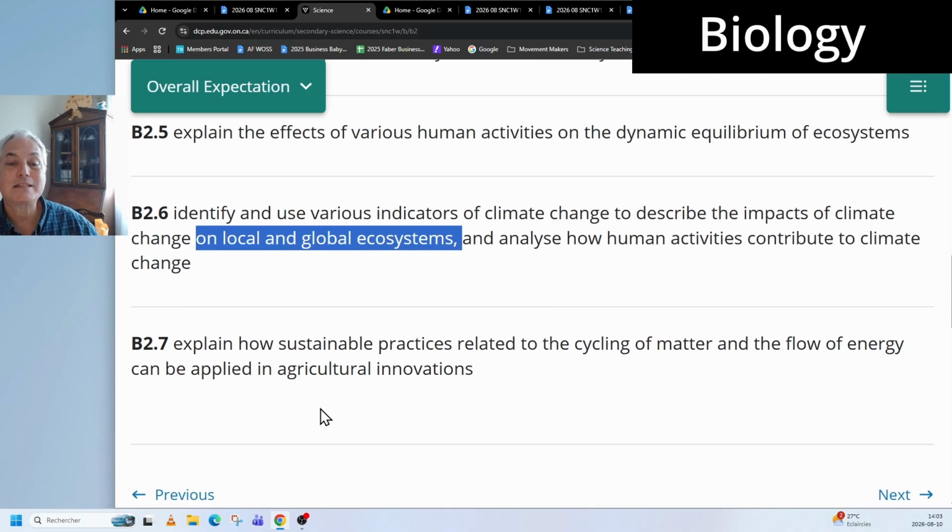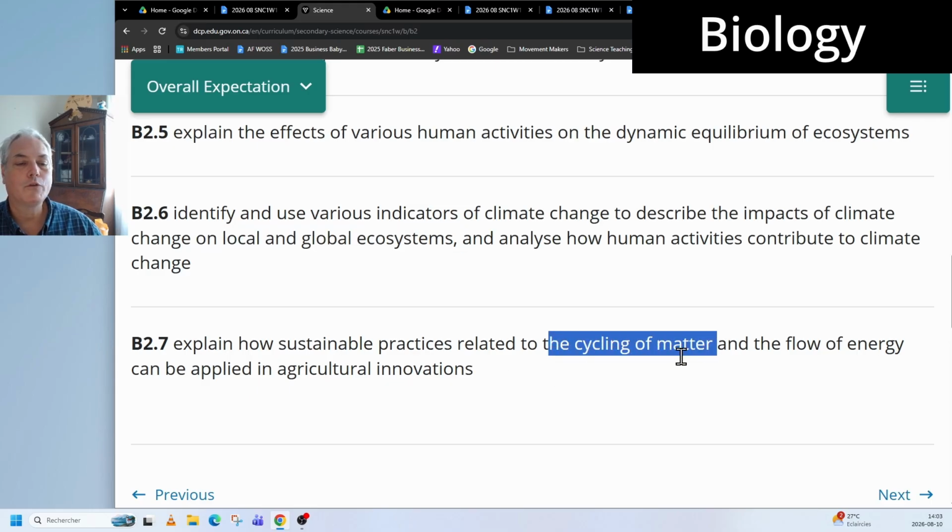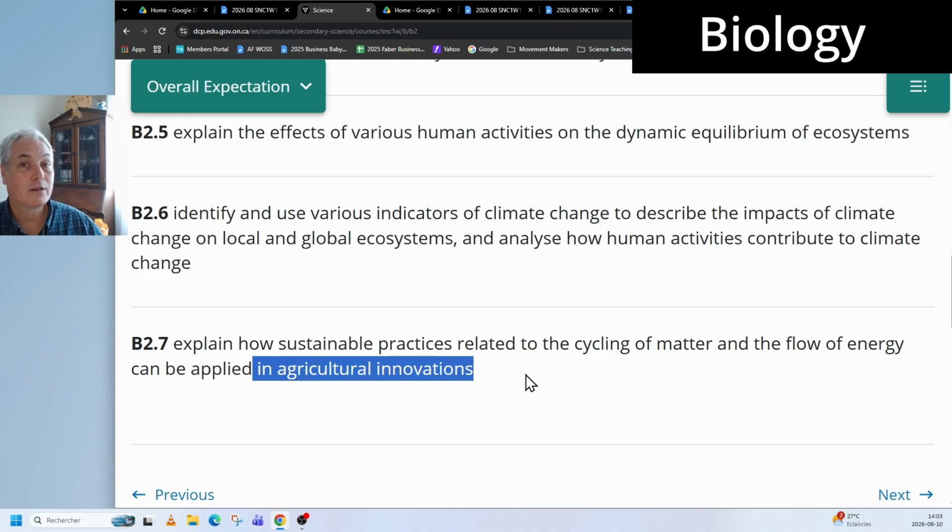And the last one here, explain how sustainable practices relate to the cycling of matter and flow of energy can be applied to agricultural innovation. Now that's important because if you have a good agricultural economic industry that allows everybody to eat well, but also brings money in an area. So it is changing, especially with climate change, because change in temperature and humidity can affect that.